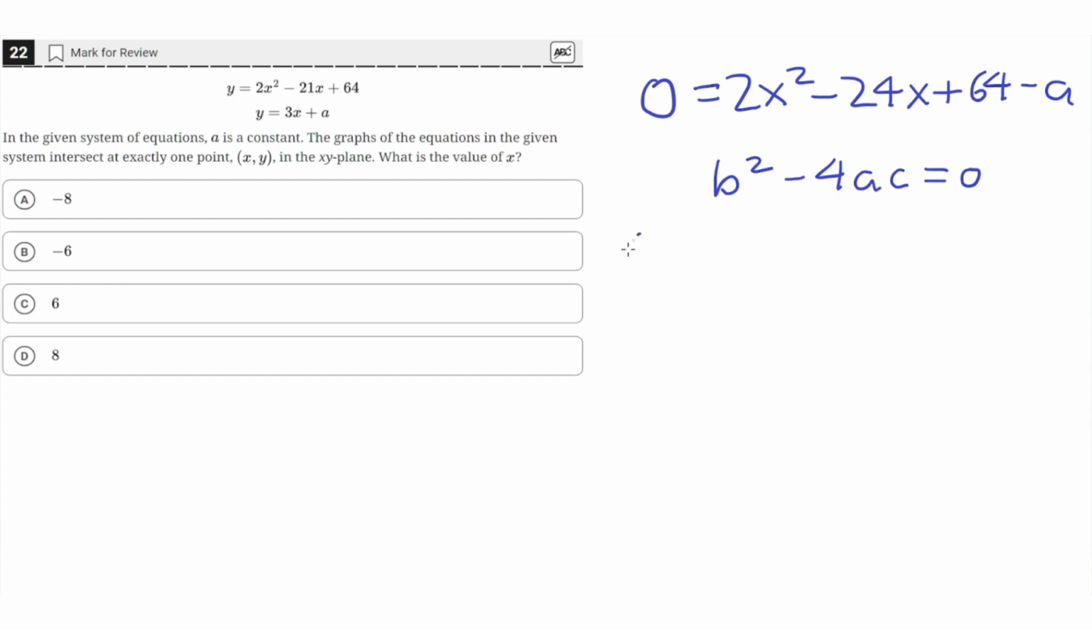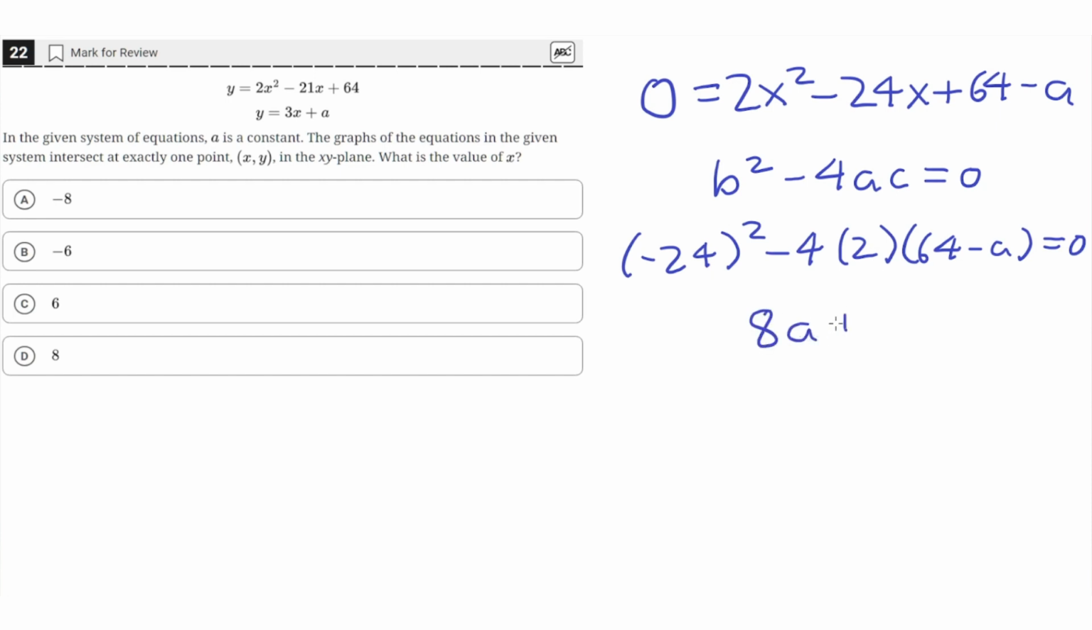Plugging in, we'd see that b squared, which is negative 24 squared, minus 4 times a, which is 2, times c, which is 64 minus a, equals 0. Simplifying this, you should get 8a plus 64 equals 0. And then a equals negative 8.